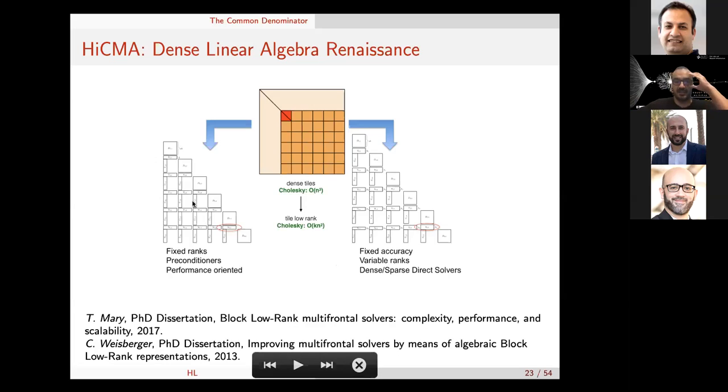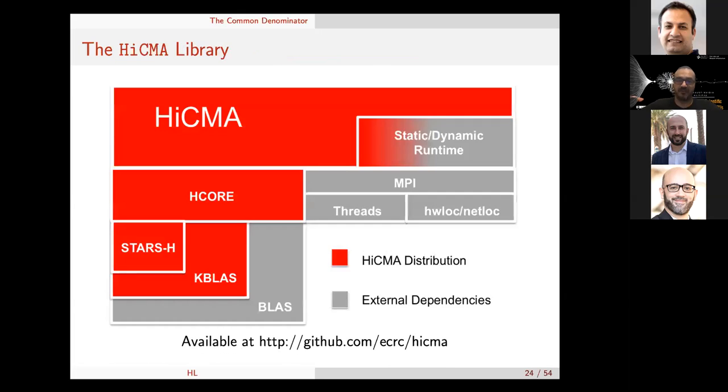And so this is really, I would say, the DNA of HICMA: to compress. And then once we compress, we need to do factorization on the compressed format. And again, this is what HICMA is all about. I'm recalling here this chart of HICMA and its software stack. So it has various software stacks.